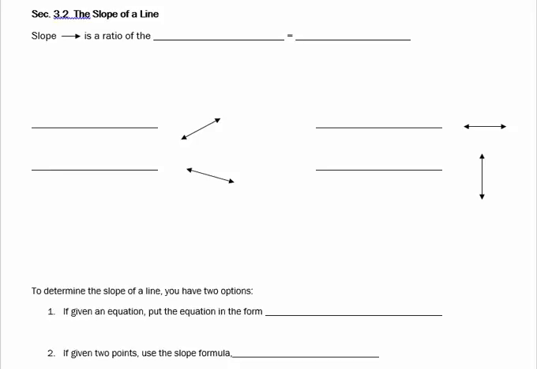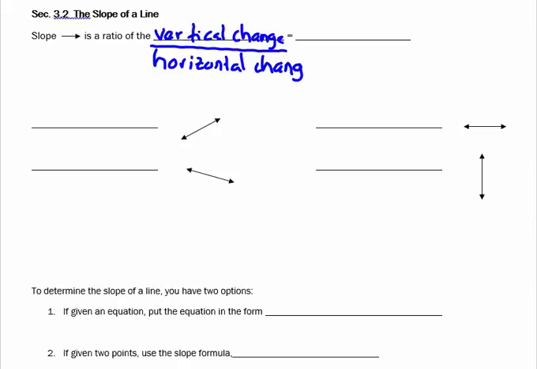Section 3.2, the slope of a line. What is the slope of the line? Well, the slope of the line is a ratio of the vertical change over the horizontal change. So vertical change over horizontal change. We also call it possibly the rise over the run.